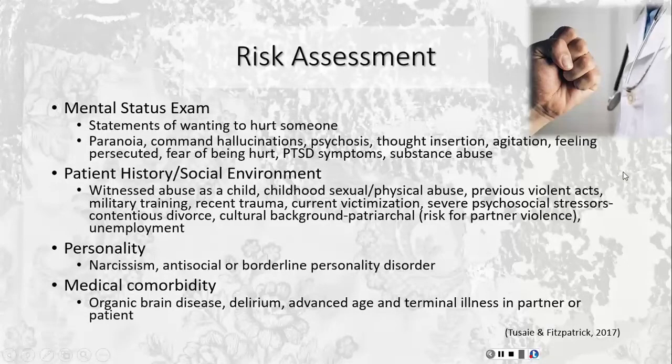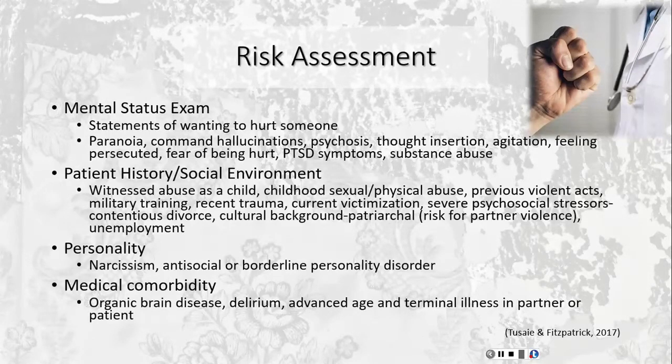So during our risk assessment, to assess for aggression or violence, during the mental status exam, you'll want to take note that obviously if somebody's making direct statements of wanting to hurt somebody, are they paranoid? Are they having command hallucinations to tell them to hurt somebody, or that voices are telling them that somebody else wants to hurt them, like the persecutory hallucinations. Of course, psychosis, thought insertion, agitation, the fear of being hurt, if they have PTSD symptoms, and substance abuse.